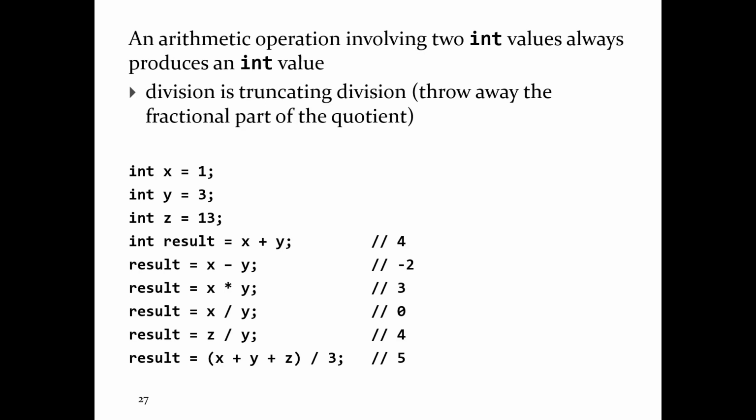It works the same way with negative values. If you take negative z and divide it by y, that's negative 13 divided by 3, so that's negative 4 point something. Throw away the point something and you get negative 4. So you get truncating division. Truncate means chop off everything after the decimal point. And of course, you can use parentheses to control the order of operations. So x plus y plus z is 1 plus 3 is 4, plus 13 is 17. 17 divided by 3 is 5 point something. Throw away the point something to get 5.